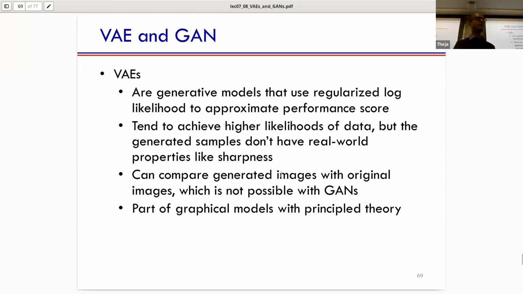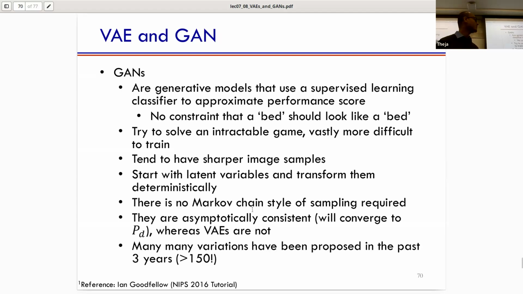You can compare generated images with original images. This is what I was saying: there's reconstruction, so you can always compare with the training data. Whereas with GANs, there is no relation between the generated images and the training data set. VAEs are part of the graphical models subfield of machine learning, so there's a principled theory in explicitly defining likelihood and working with joint distributions. GANs don't have that.